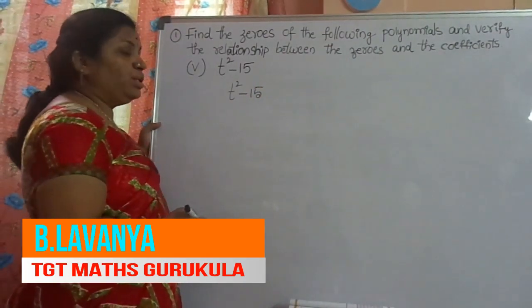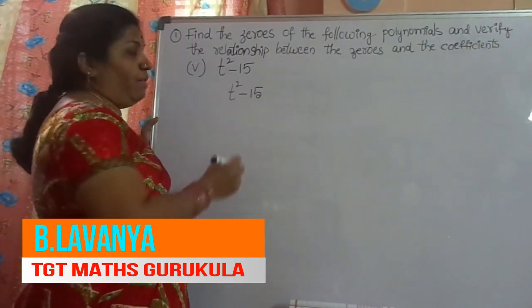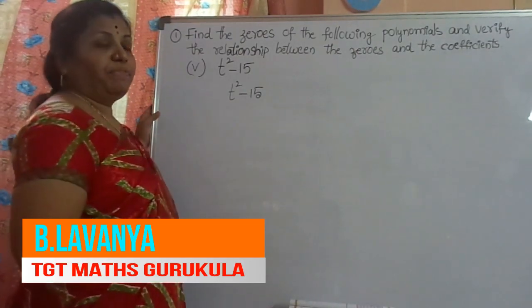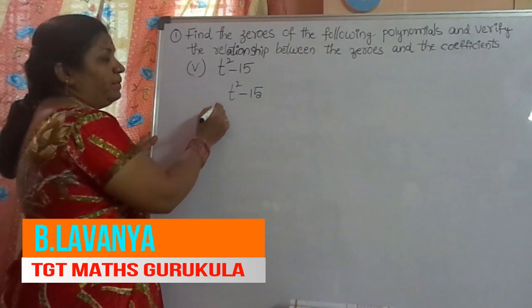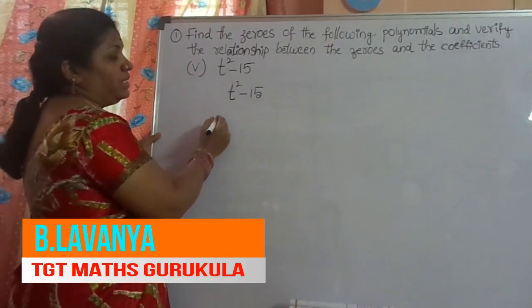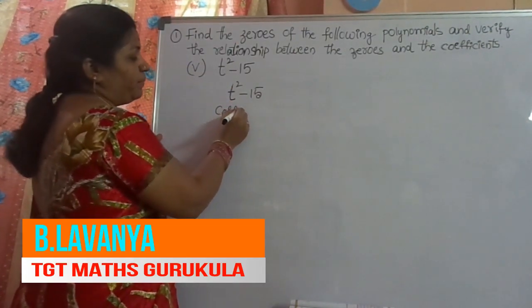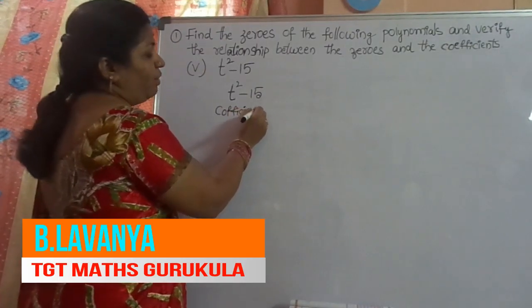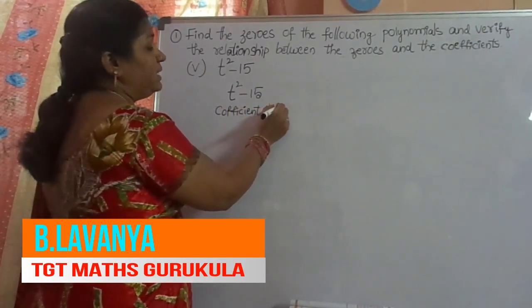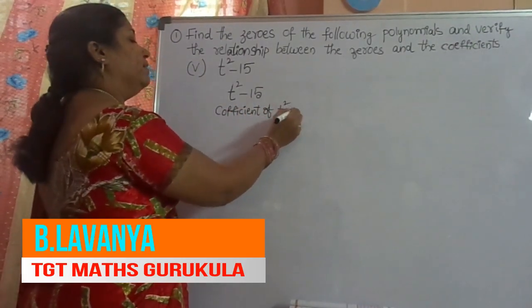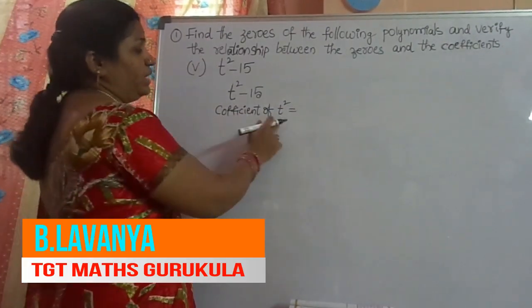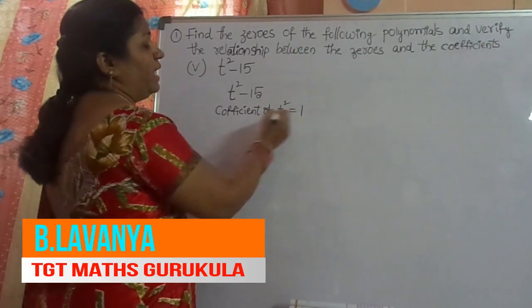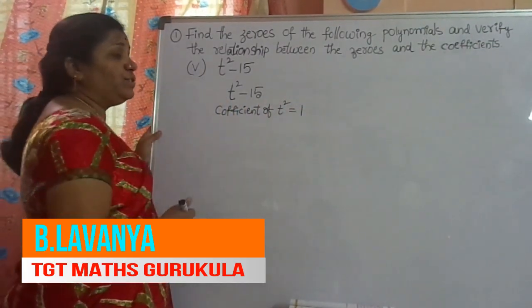See here, this is also a polynomial, a quadratic polynomial. Why are we saying that? Because the degree is 2. Now write down the coefficients. The coefficient of x square, here t square is given. x square or t square, any variable you can take. The coefficient of t square is 1.